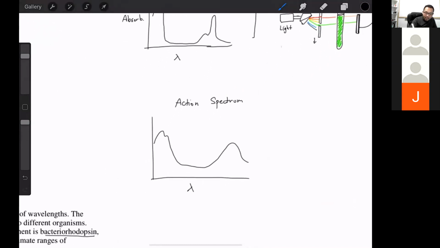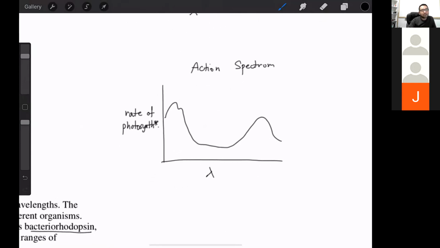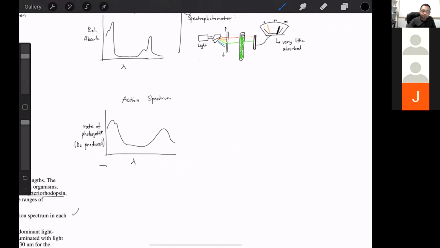The y-axis for an action spectrum is going to be the rate of photosynthesis. So we're measuring the rate of photosynthesis. Now, how do we measure that rate of photosynthesis? That's the million-dollar question. There are so many different ways to do it, and we've gotten pretty sophisticated at doing this. But the simplest way that many students have probably experienced is by measuring O2 produced in some sort of experimental system.